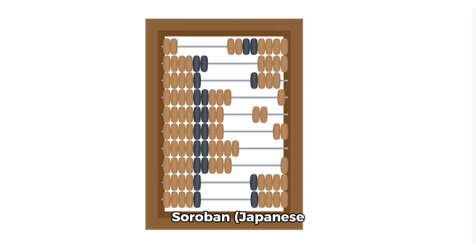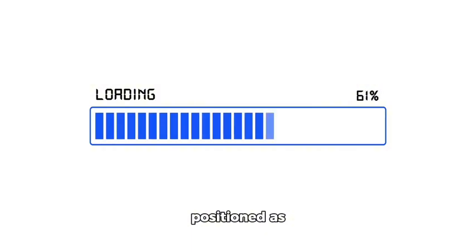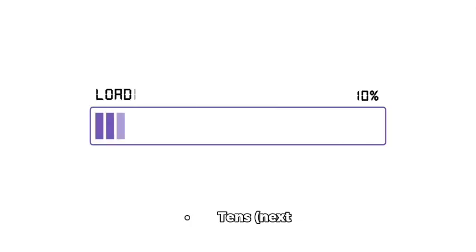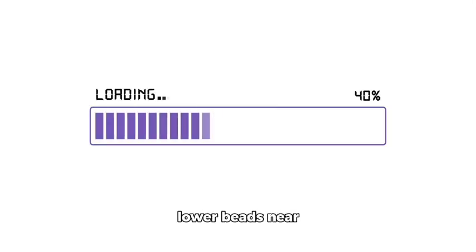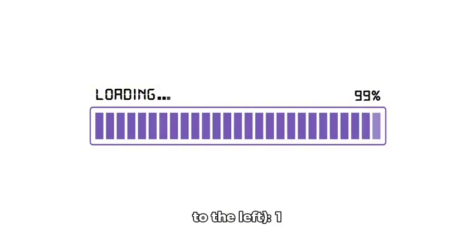Example, reading a soroban, Japanese abacus. Imagine an abacus where each rod's beads are positioned as follows. Units, rightmost rod: 1 lower bead near the beam. Tens, next rod to the left: 3 lower beads near the beam. Hundreds, next rod to the left: 1 upper bead and 2 lower beads near the beam.